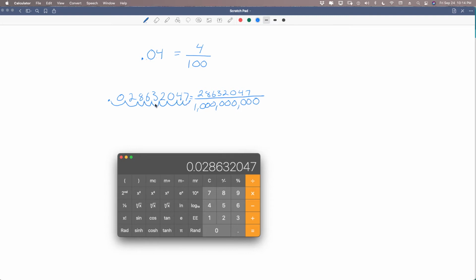028632047. Exactly the way it was. So that's how you can write the fractional part of any number that is a decimal by counting the number of decimal places and putting that many zeros behind a 1, and then taking this number and putting it on top as a whole number, or as a numerator, I should say. All right, so that's pretty straightforward and easy.